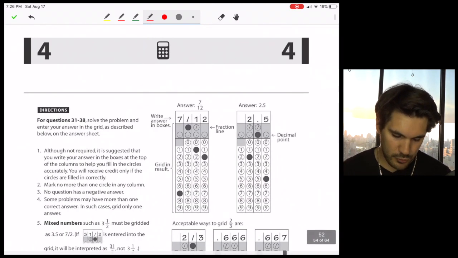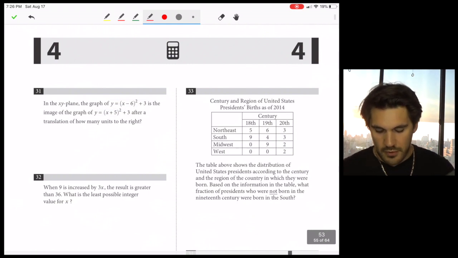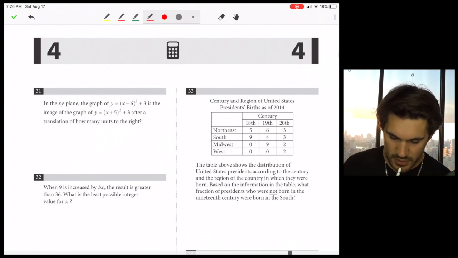And now time for the gridded responses. Number 31. In the xy plane, the graph of y equals (x minus 6) squared plus 3 is the graph of the image of (x plus 5) squared plus 3 after translation of how many units to the right. Well, if we're going from 5 to -6, that's a difference of 11, right? So our answer is going to be 11.